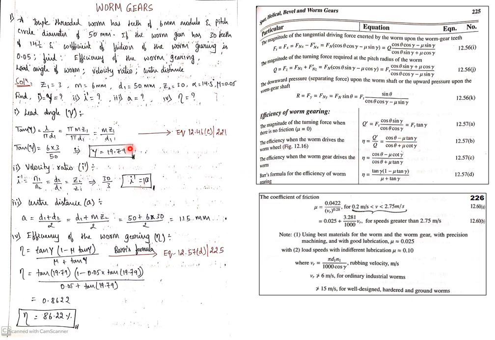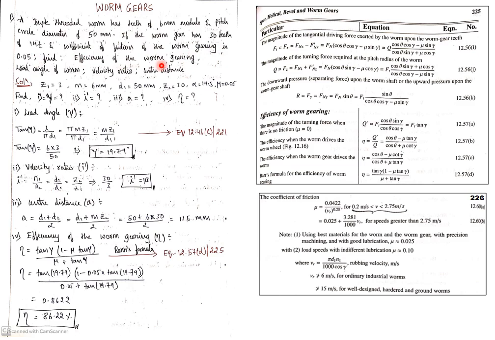So, a triple threaded worm. What is a triple threaded worm? I told you one thread represents one tooth, as we discussed in spur and helical gears. One thread represents one tooth here. So Z1 of the worm we take as 3. Of module m, which he has given, pitch circle diameter d1 he has given. The worm gear has 30 teeth, Z2, and he has given alpha as 14.5 degrees, and the coefficient of friction of the worm gear is 0.05.